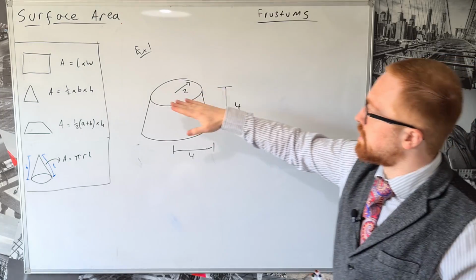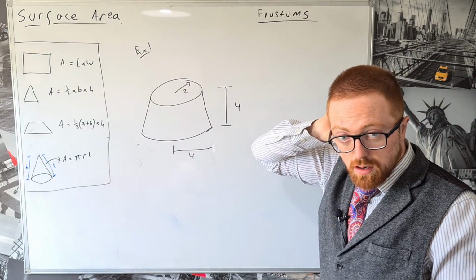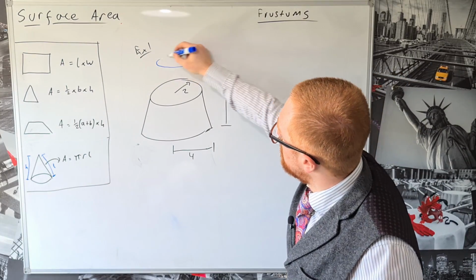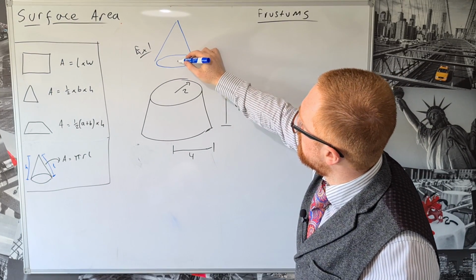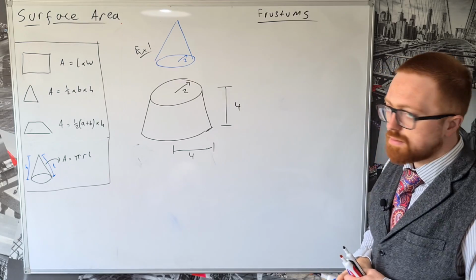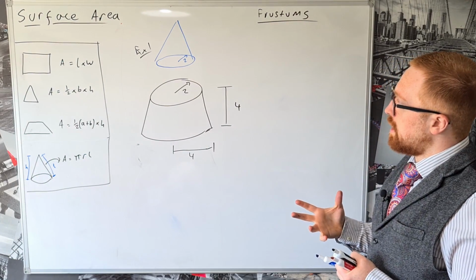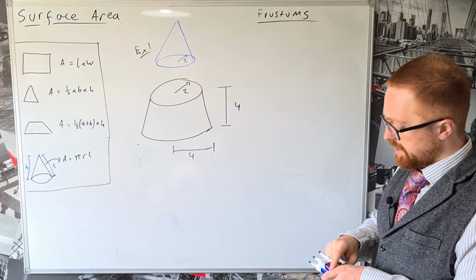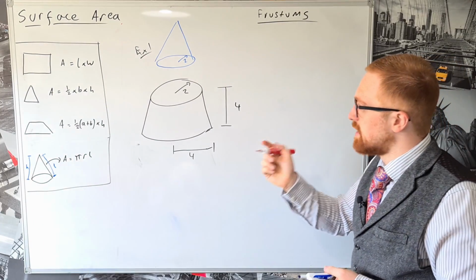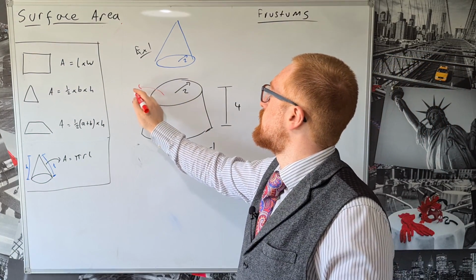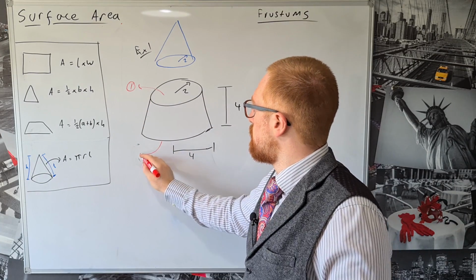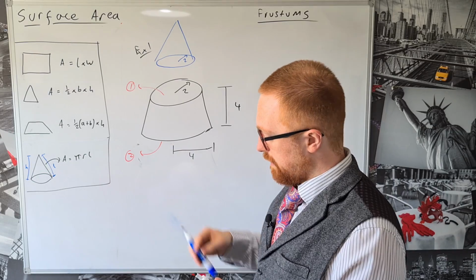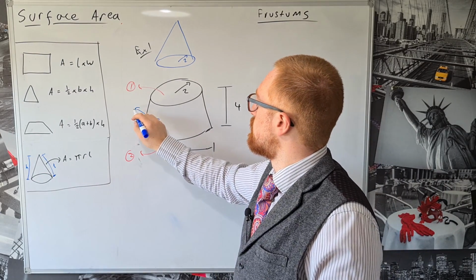So let's recall that a frustum is a cone that's had its top chopped off. So we can just draw on the top that's been cut off. Okay, so now let's have a look at how we can work out the surface area. So our strategy from before still stands. We're going to label up all the faces. Well, we've got this one face on the top, we've got this face on the bottom, and we've got this curved face on the side. We'll call that one 3.